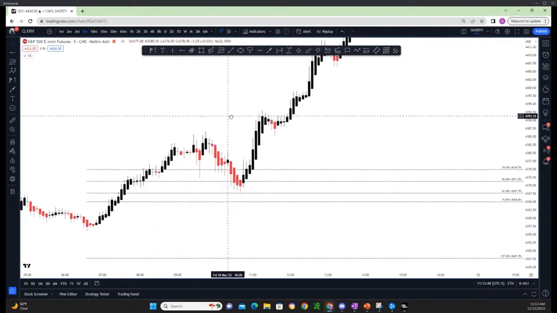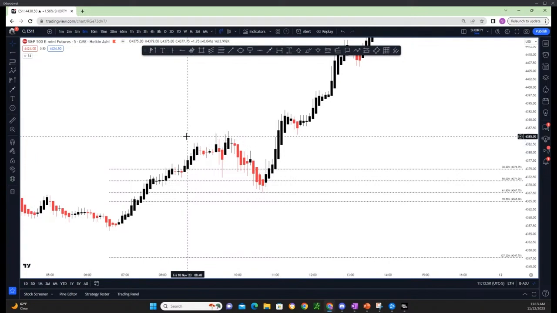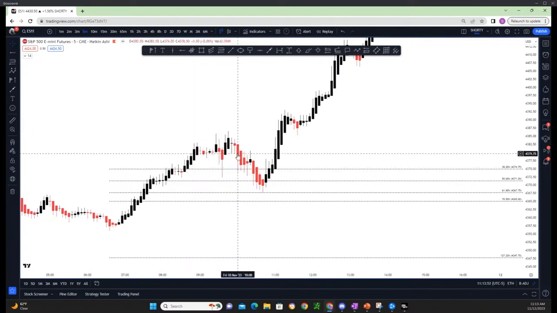If you guys know Heikin Ashis, they're more of momentum candles, right? And a couple of rules about Heikin Ashis is that when they open, where do they open?